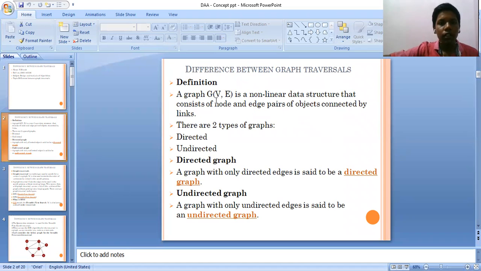Definition: a graph G(V, E) is a non-linear data structure that consists of nodes and edges, objects connected by links. There are two types of graphs, that is directed graph and undirected graph. Directed graph: a graph with only directed edges is said to be a directed graph, and undirected graph: a graph with only undirected edges is said to be an undirected graph.